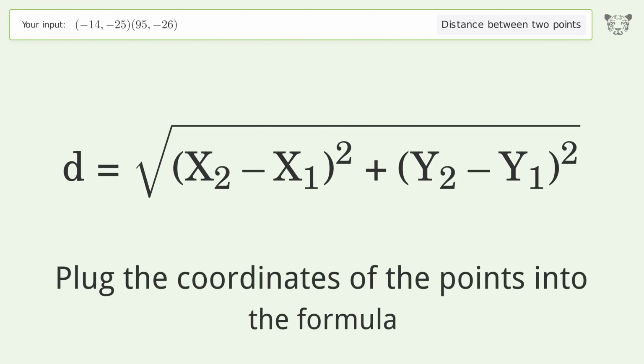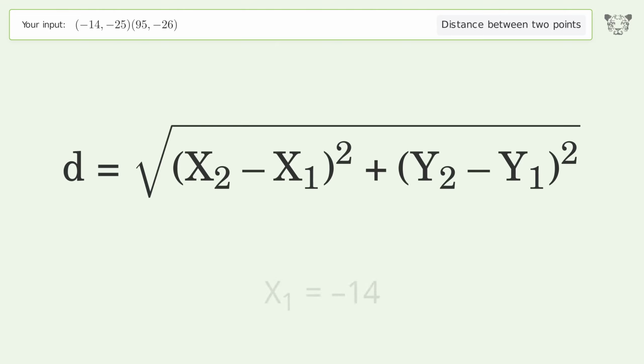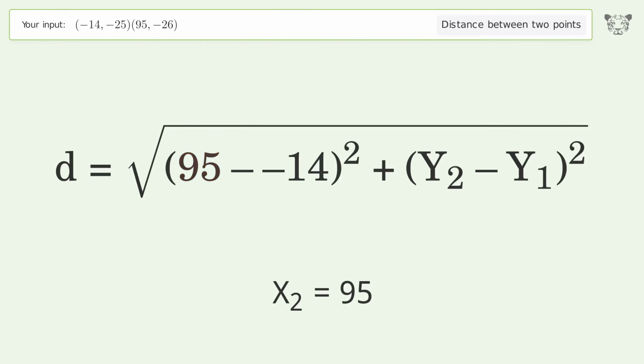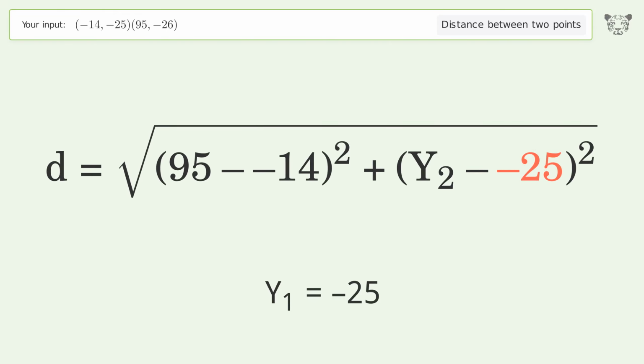Plug the coordinates of the points into the formula. x1 equals -14. x2 equals 95. y1 equals -25. y2 equals -26.